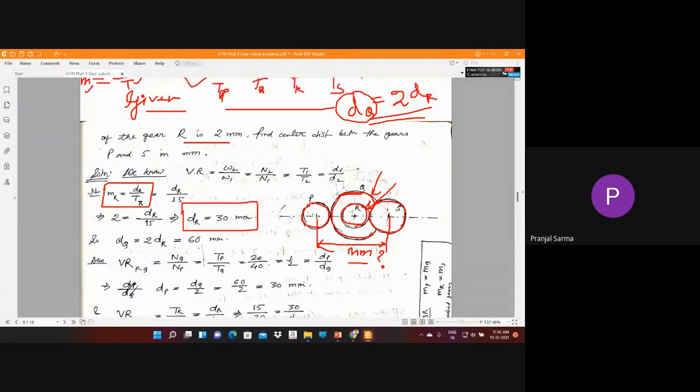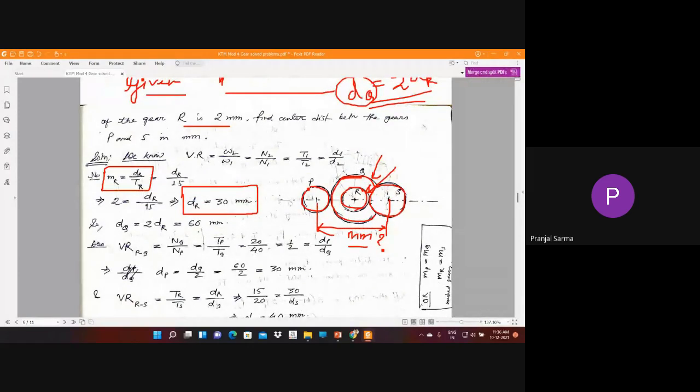Now, according to the question, dq equals twice the diameter of r. So dr is known, and the diameter of q becomes 60 mm.